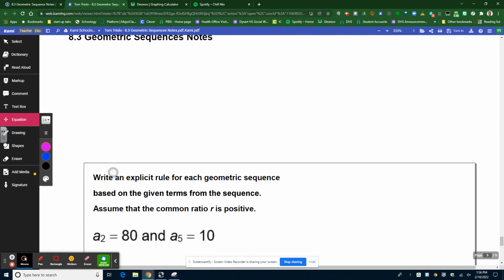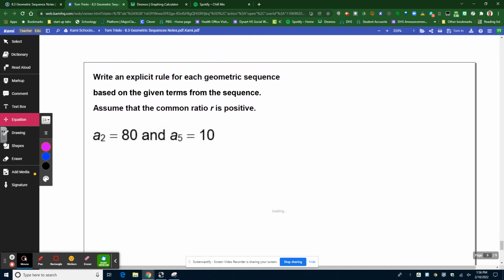In order to construct our rule, we need 2 things. We need the first term and the common ratio. Do we have either of those? No, we don't. Hey, what did we do before when we had a couple of numbers? We made a table. Let's make a table.